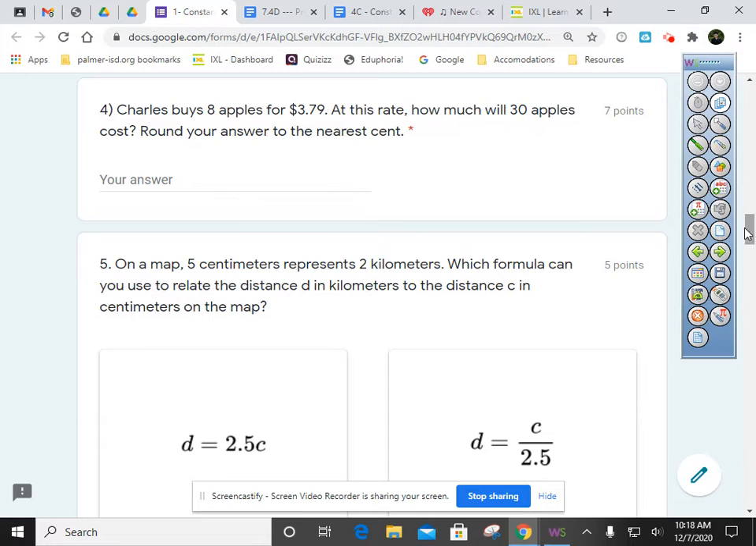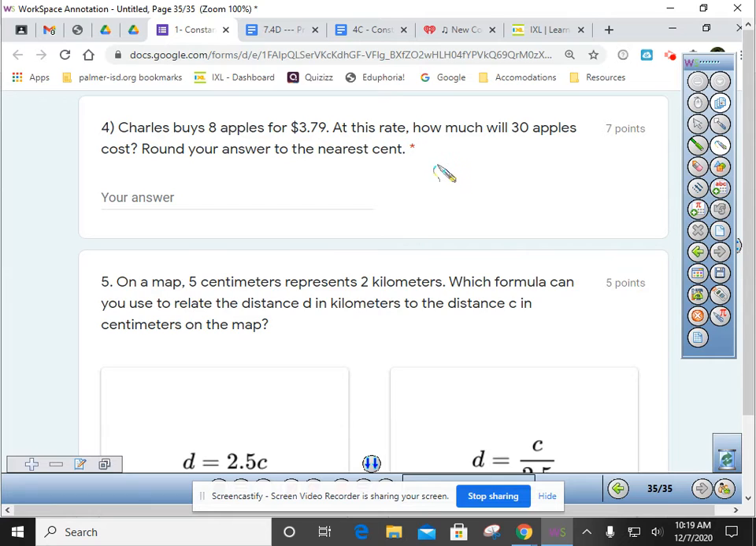Number 4. Charles buys 8 apples for $3.79. At this rate, how much will 30 apples cost? Round your answer to the nearest cent. Again, I would write a proportion. Apples over money. I'm not going to fill this one in for you because you can read. 8 apples, $3.79, 30 apples. Fill it in, solve it, write your answer. When in doubt, just put the number. The nearest cent, that is the hundredths place. It is money.